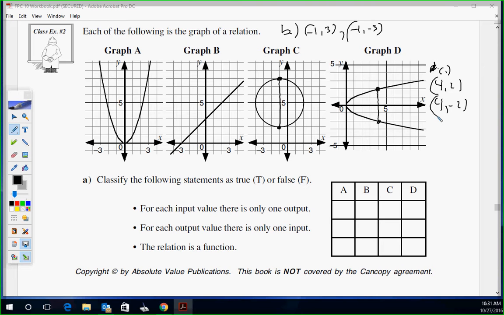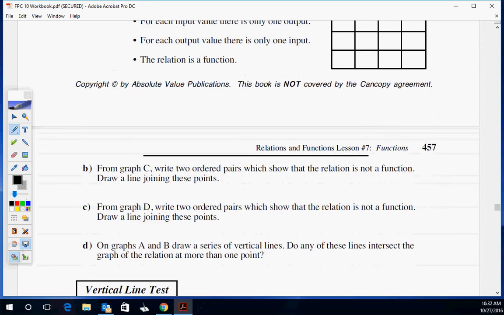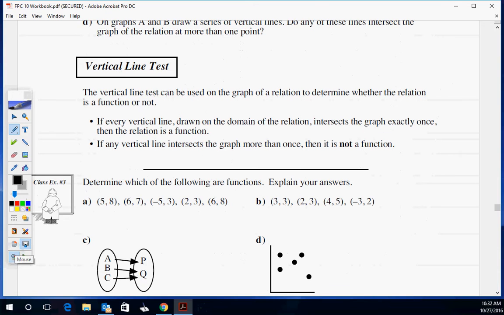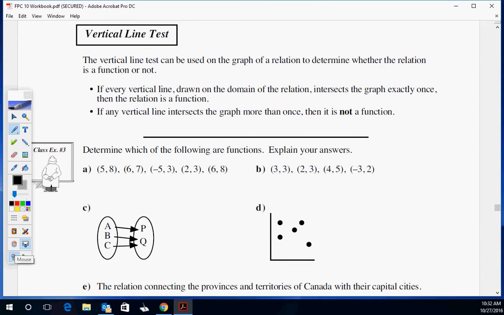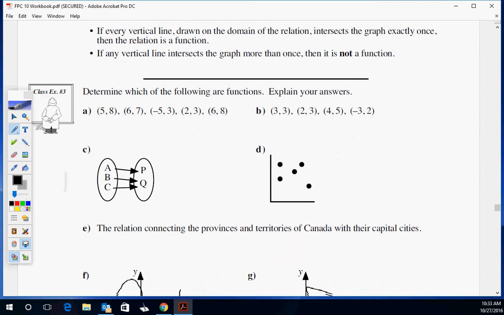And we already did this. On graphs A and B, draw a series of vertical lines. Do they ever cross twice? No. Okay, so that's no there. So the vertical line test can be used on a graphed relation. You take any vertical line, your pencil, your hand, however you want, you go across the graph, and if you ever intersect twice, it is not a function. Or more than once, excuse me. Twice or more.